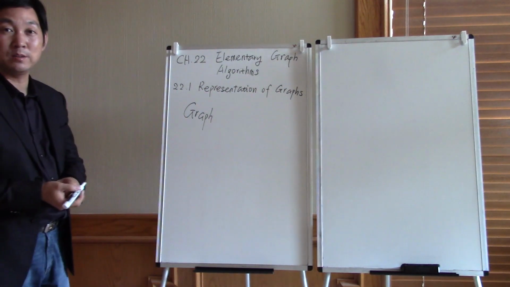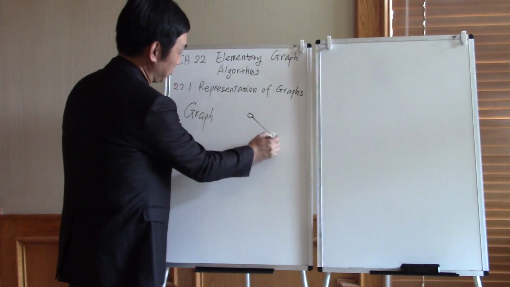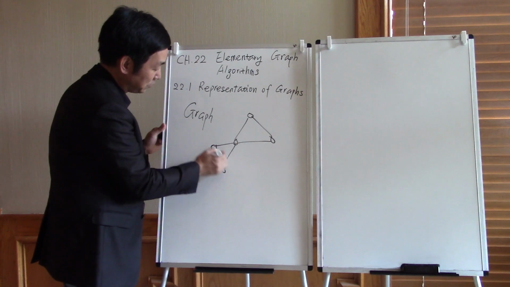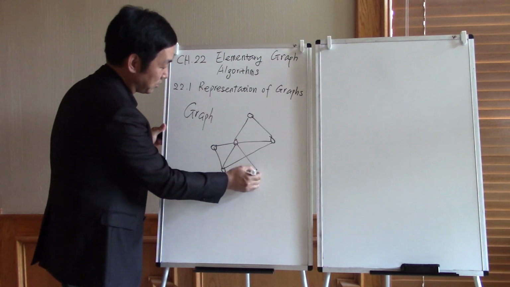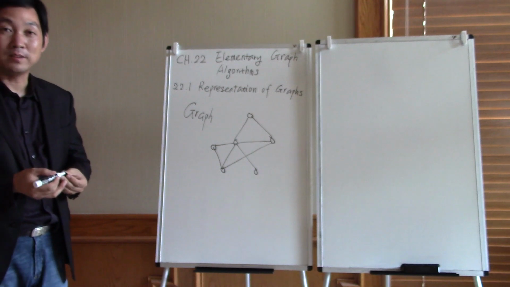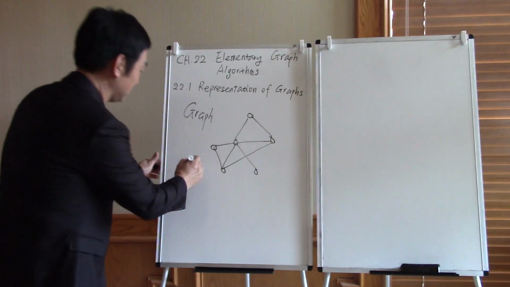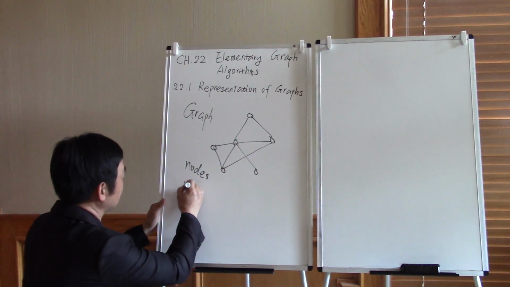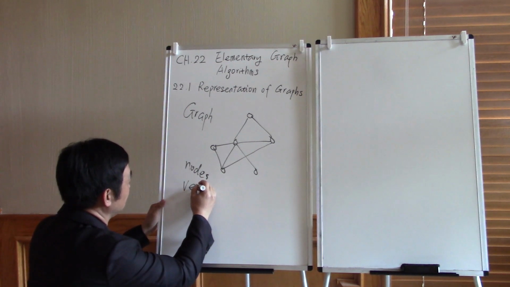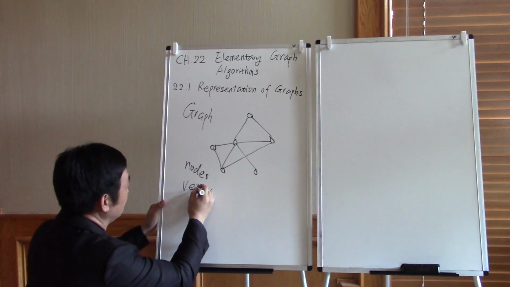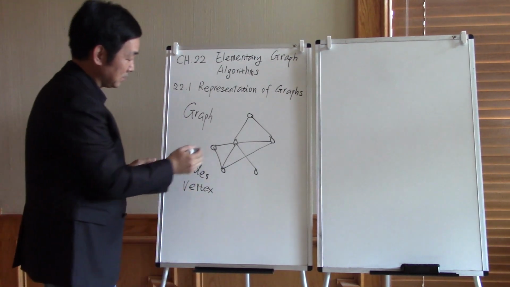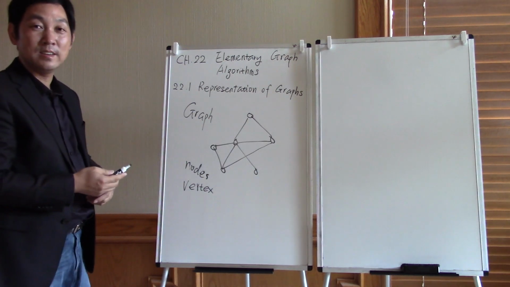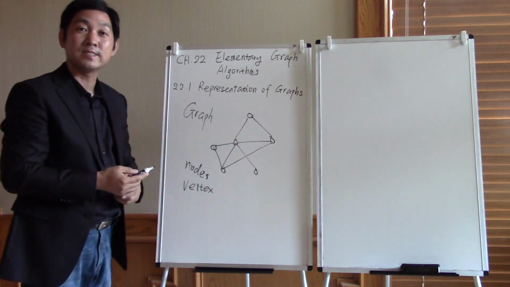So here are some examples of a graph. Here you have a graph that looks like a triangle. And I can also add more nodes to it to make it more complex. So this is also a graph. In the graph, we have a bunch of nodes, and these nodes are also called vertices. Each one is a vertex. Node and vertex are the same thing, and multiple nodes are called multiple vertices.